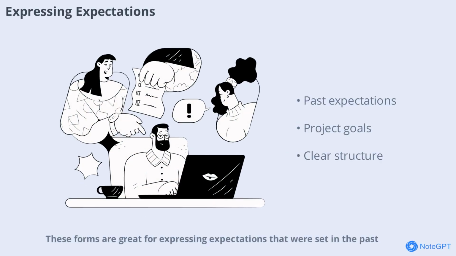These forms are great for expressing expectations that were set in the past. For example, the team was to deliver the project on time. This shows that there was a clear expectation or goal, whether or not it was met.